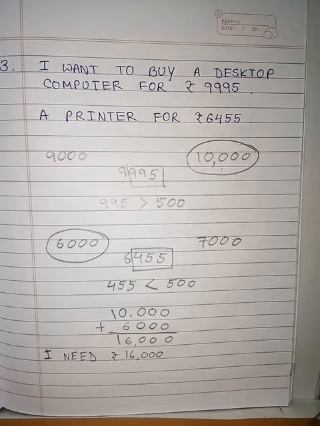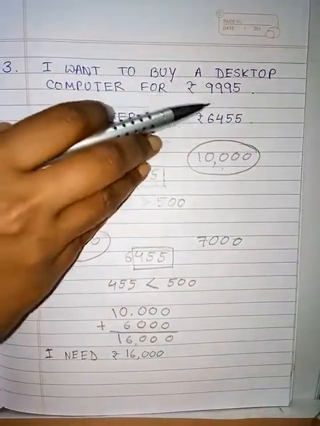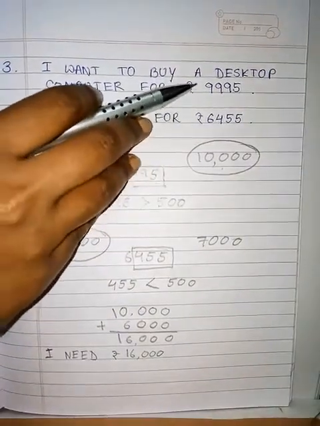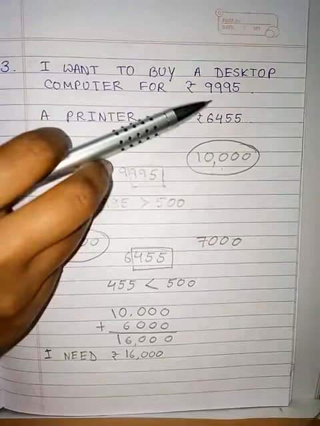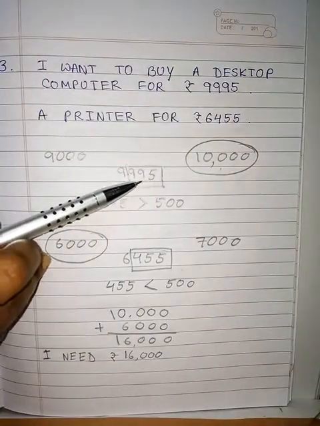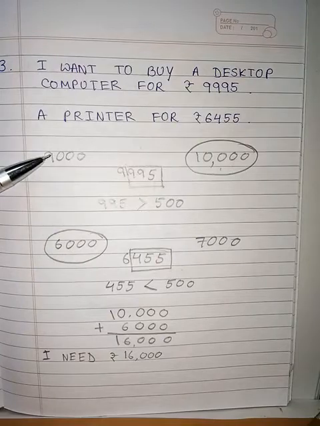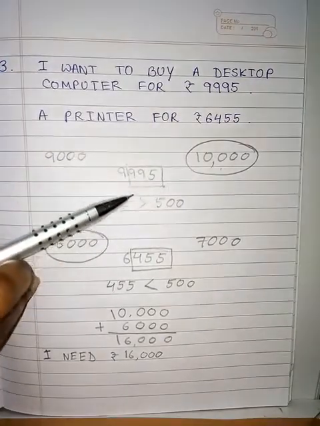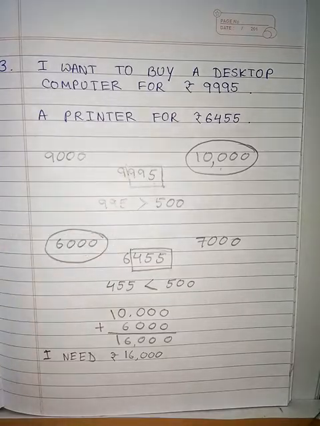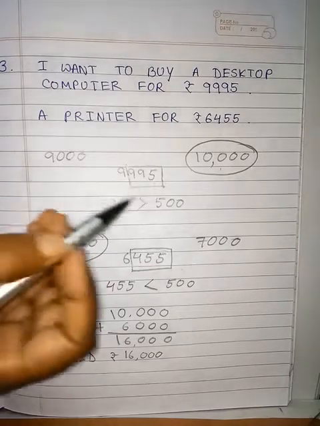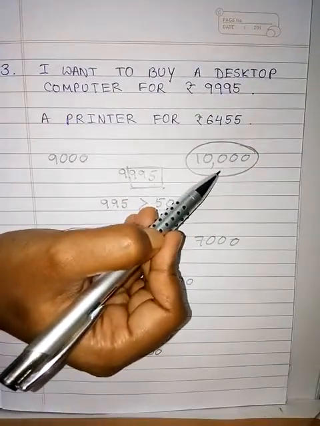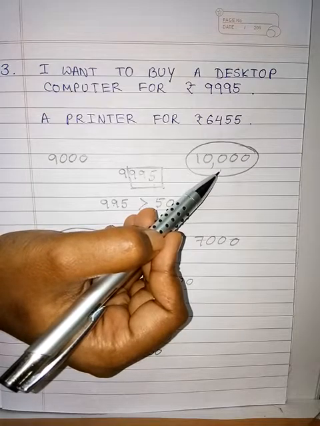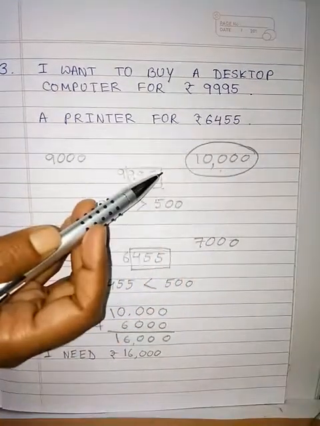But here the question is estimate the amount I need. Estimate is mentioned, so first you have to find a rounded number, then you will add those rounded numbers. Now the first number, 9,995. This number lies between 9,000 and 10,000. Now check 995. Is it greater than 500 or less than 500? Greater than. When you are using greater than sign, then the greater number will be, that means 10,000 will be a rounded number. So here 10,000 is your rounded number.